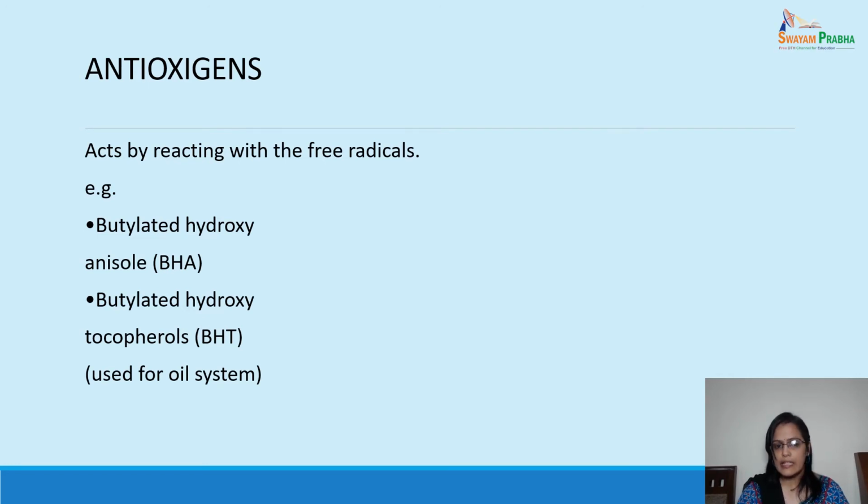Antioxidants act by reacting with free radicals. For example, BHA and BHT, where BHT is used for oil systems. So these two, BHA and BHT, are examples of antioxidants.